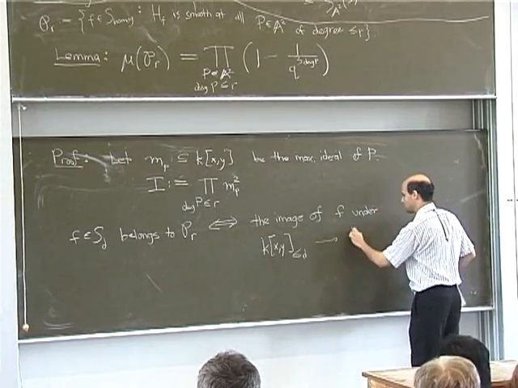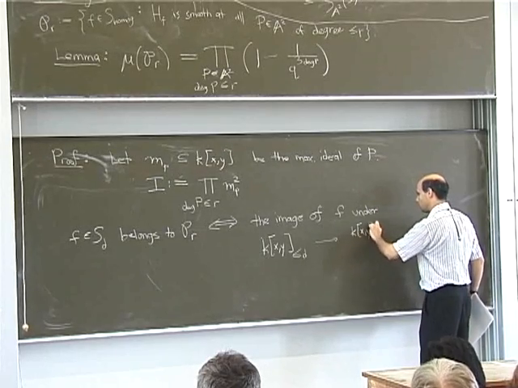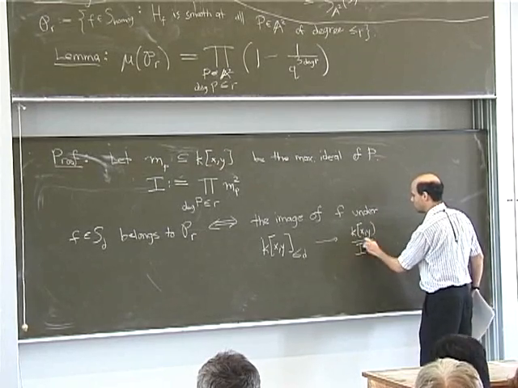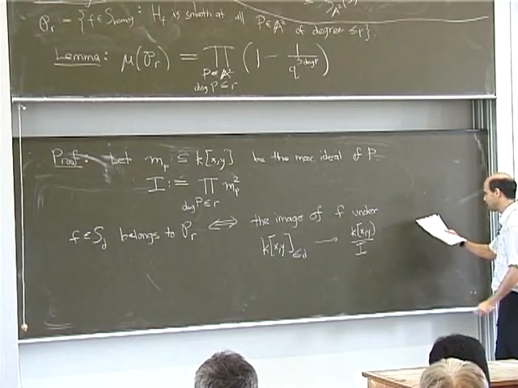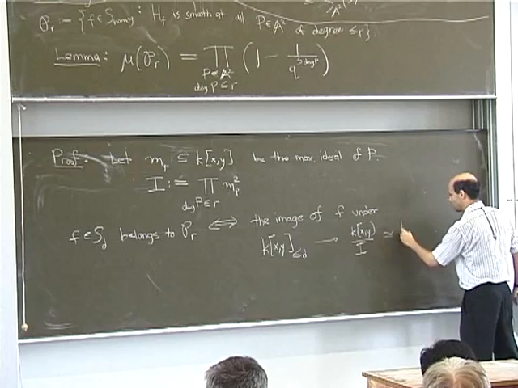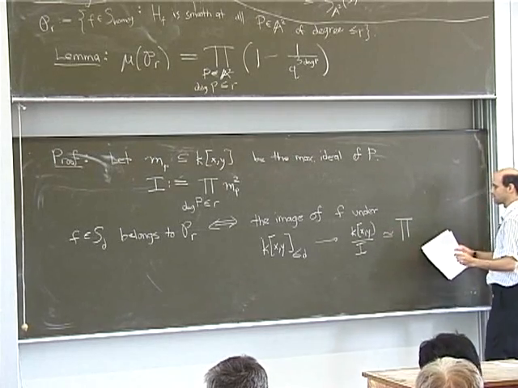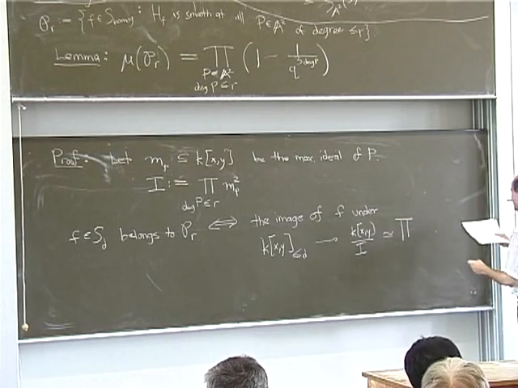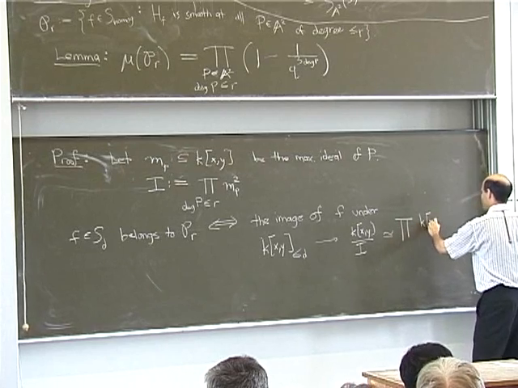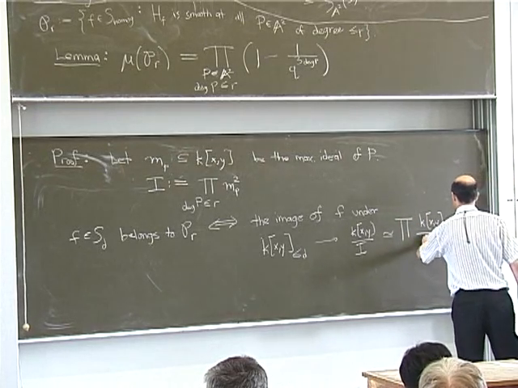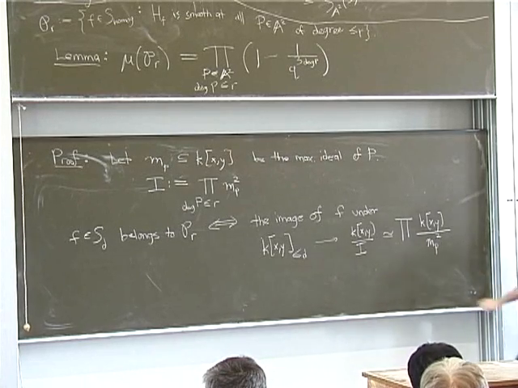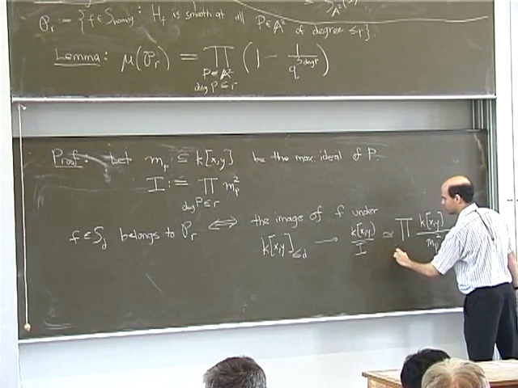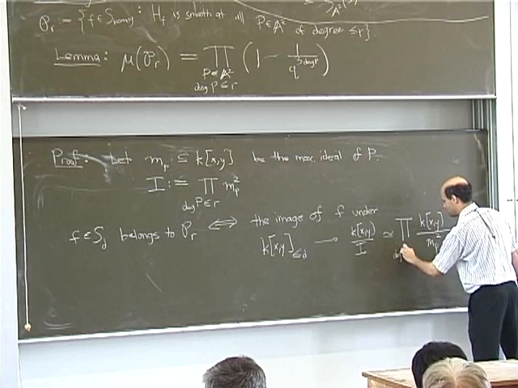And if I map this into this quotient, then that will tell me everything I need to know about whether this defines something that's smooth at P or not. Namely, this is isomorphic by the Chinese remainder theorem to the product, again, over all degree points of degree less than or equal to R.